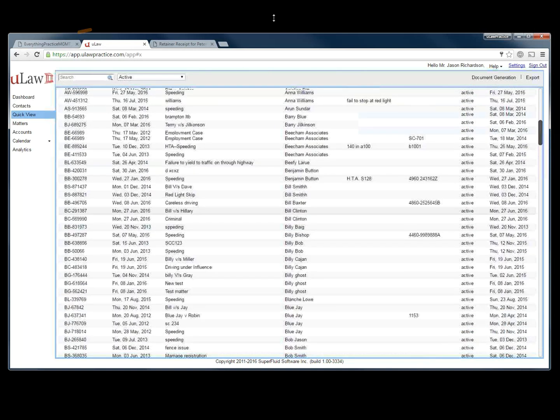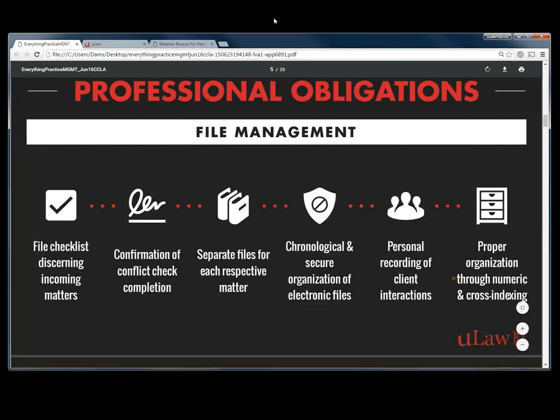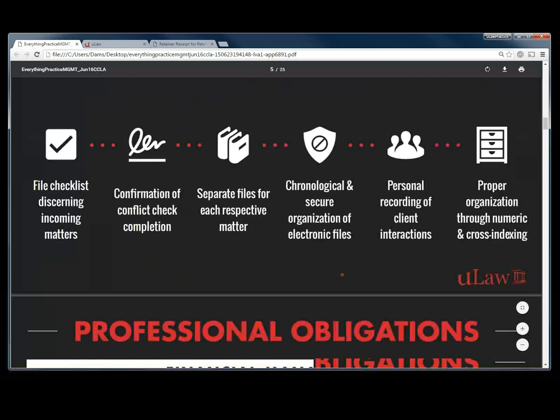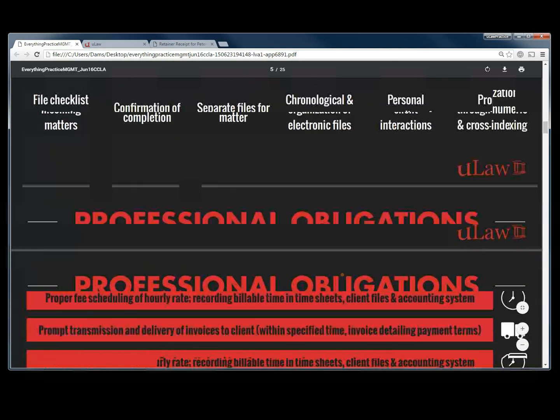And the reason why they are asking for numeric indexing is because it's always easier to search when things are numerically indexed. Let's move on to the next obligation, which is financial management.